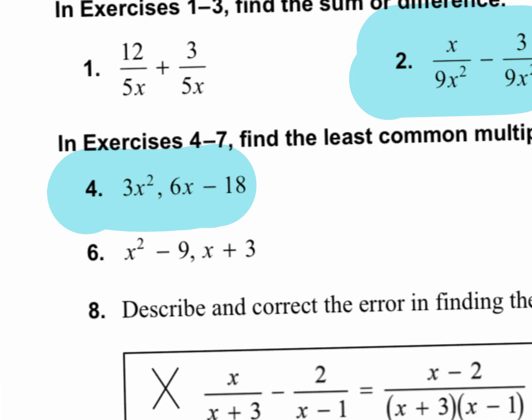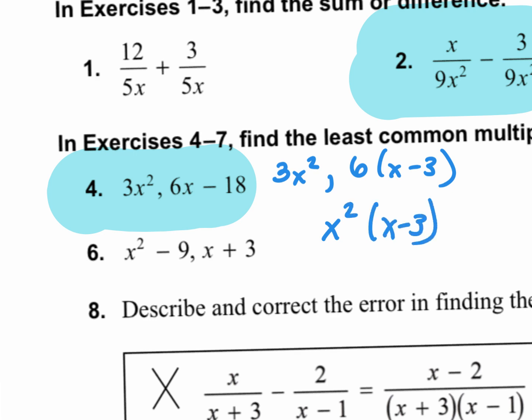3x squared. Can you simplify 3x squared at all? No. So let's take 6x minus 18. Can you factor that at all? Yeah. What? 6 and what does this become? X minus 3. So to find the least common multiple, you have to have everything that's different. Everything that's different are the pieces you want. So I'm going to write down an x squared. And what else am I going to write down? An x minus 3.